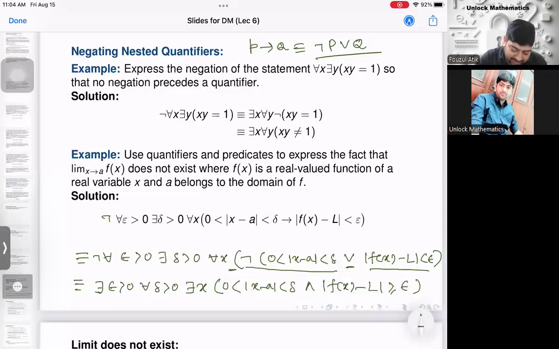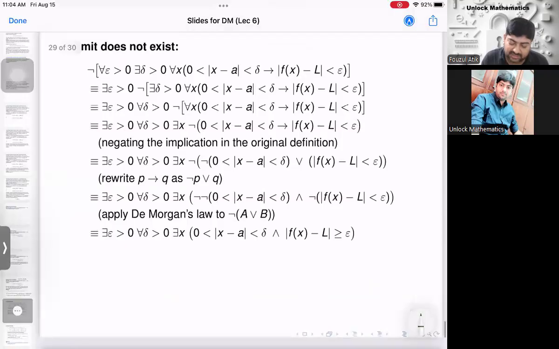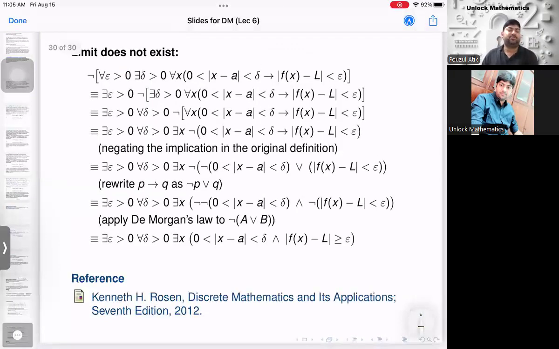I have already made it in an explicit way. You can pause the video and see that the whole thing is written very explicitly. I hope this is clear. All the content I have taken from this book only: Kenneth H. Rosen, Discrete Mathematics and its Applications.